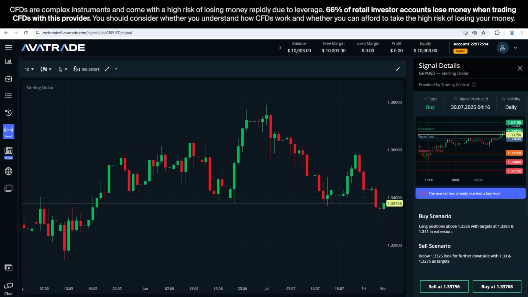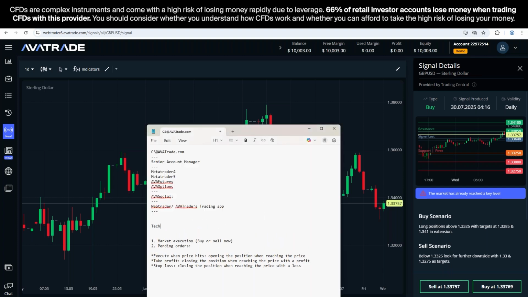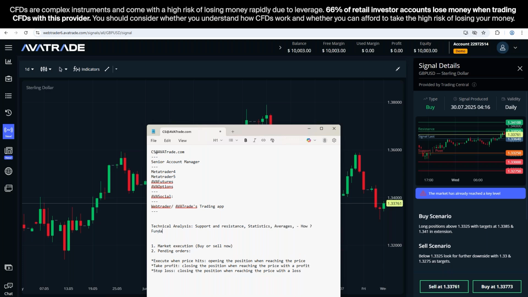How so? Because analysis is divided into two parts. We've got technical analysis, which is what we just saw. So technical analysis will be, for instance, support and resistance, will be statistics, will be averages, will be all kinds of technical things, and this will be how things are moving. But fundamental analysis will be the news, will be the articles, will be any kind of governmental decisions, right?